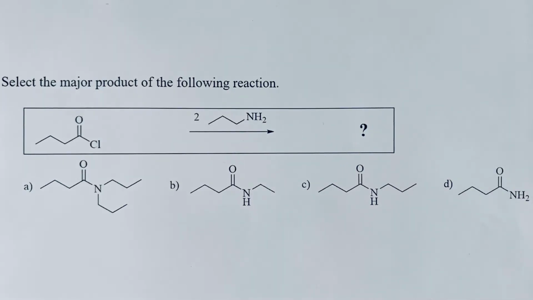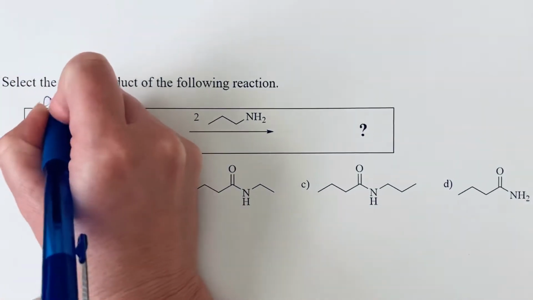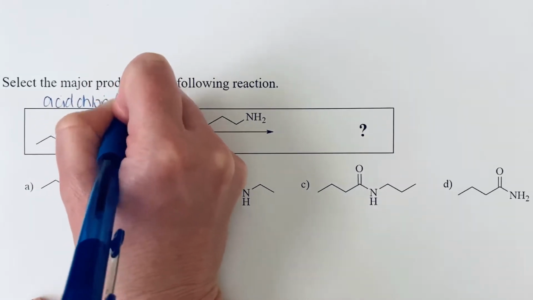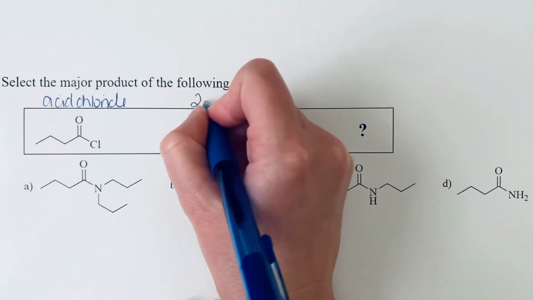Select the major product of the following reaction. So if we look at our starting material, we see that we have an acid chloride. And we are reacting this with two equivalents of a primary amine.